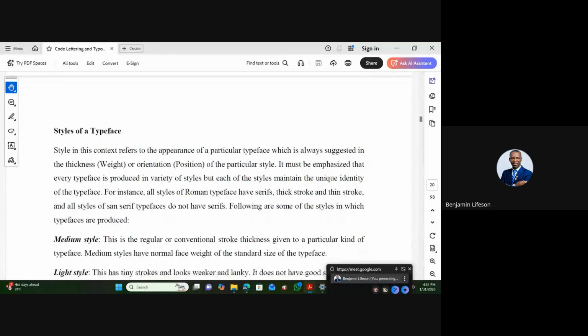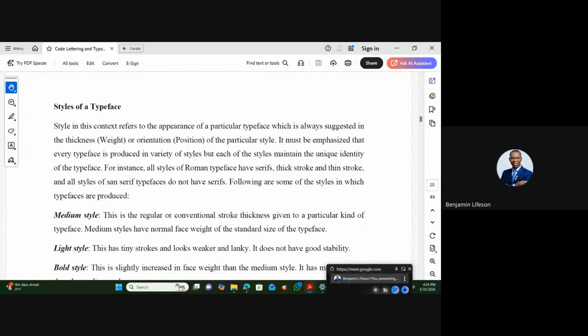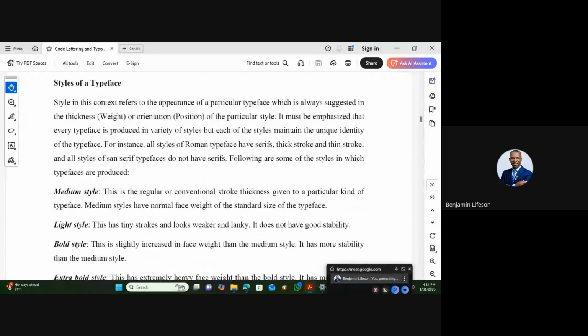The network is worrying. So we are saying that if we talk about style in the context of a typeface, we are looking at the appearance of a particular typeface, how it looks, the look of a particular character, which is always suggested in the thickness, the weight, the orientation, that is the position that is coming together to form the style. So the styles are the variations, like bold, italic, condensed, light, medium.